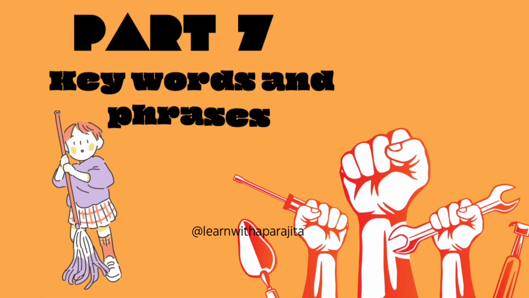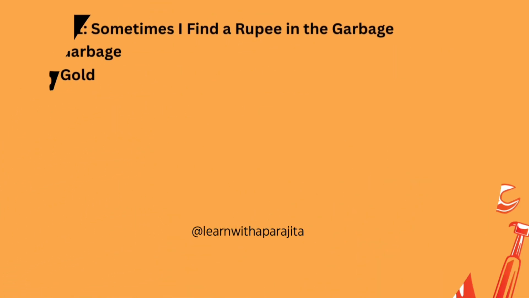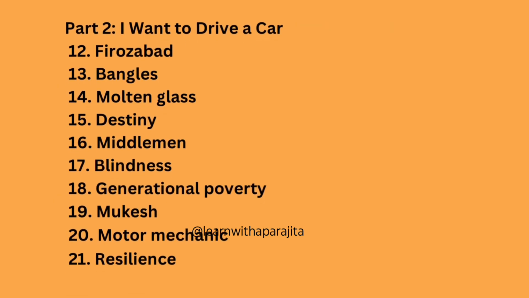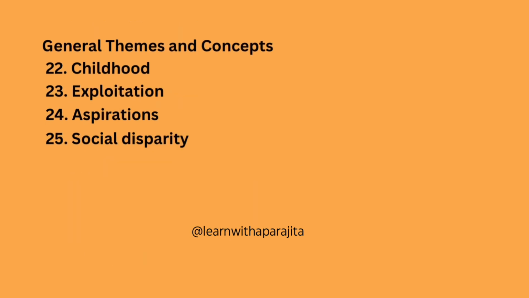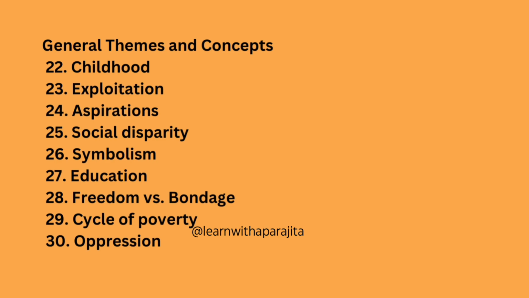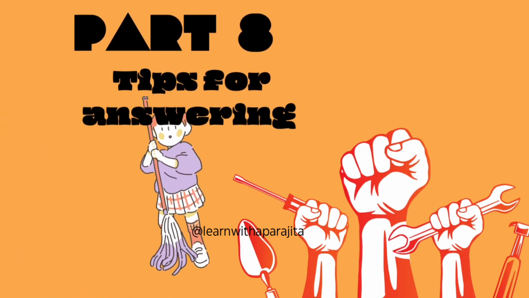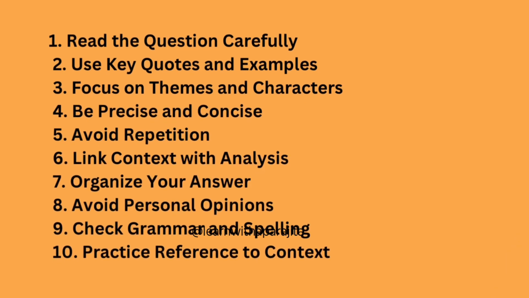Here is a concise list of keywords and phrases from Lost Spring, which you can use in your answers. These words and phrases encapsulate the chapter's key ideas, themes, and character struggles, making them essential for revision or analysis. And here are some tips to write perfect answers for this chapter. Now that you have all the tips to write perfect answers for Lost Spring, it's time to put them into practice and ace your exams.